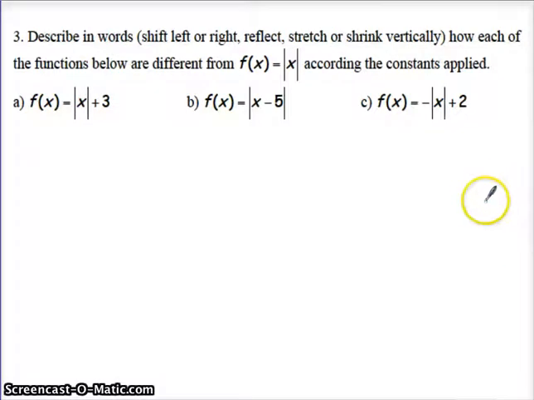Let's see if we can do it without actually graphing. Feel free to check them on your calculator after you do them, but see if you can describe the three shifts and use proper order of operations. Think about PEMDAS. What happens first when you get to this last one?